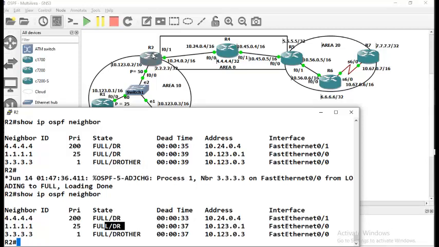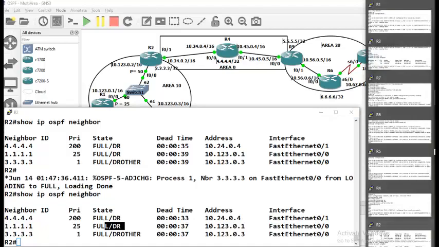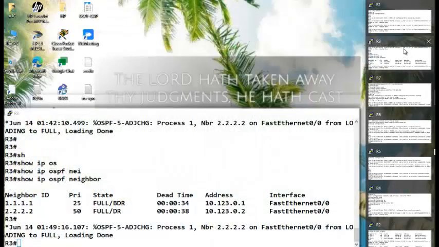Now R2 is coming back saying, I am 50, I am 50. R1 is saying, so what, so what? I'm already a DR. Wait for the next election. That is what happened here. So if you do another election now, for example, I go and restart the R1 process.